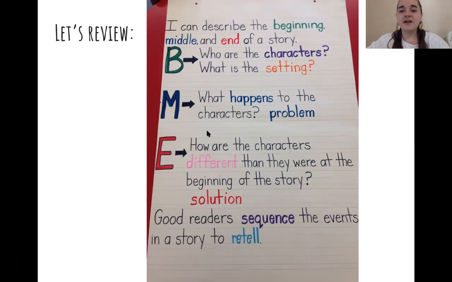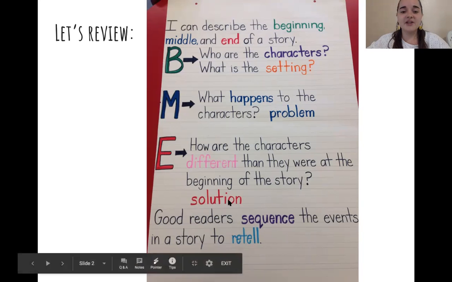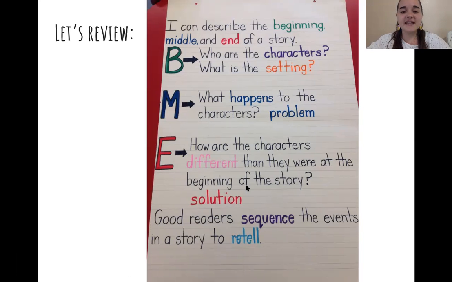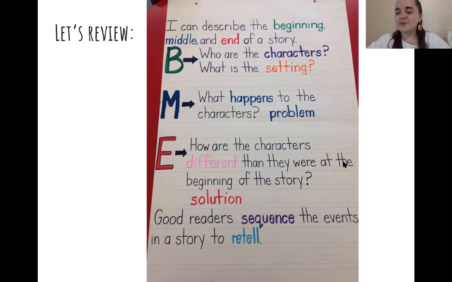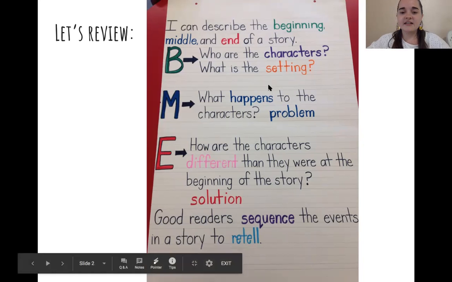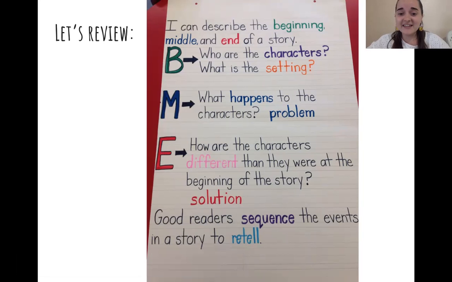Yes, and then we also can sometimes see our problem starting, and sometimes that also happens in the beginning. Very good. And then our E stands for the end, ending of the story. What happens at the end of the story? Yes, Blaze, what happens at the end of the story? The characters do change sometimes. Very good. They are sometimes different in the end of the story than they were in the beginning. Very good.